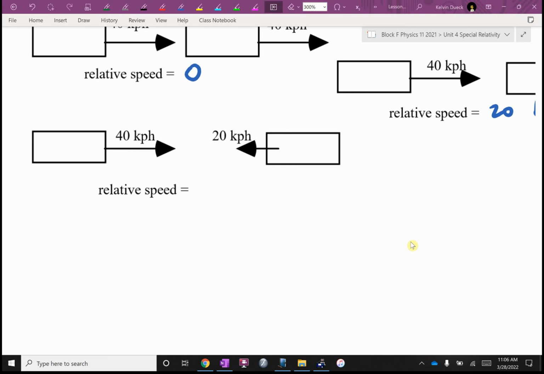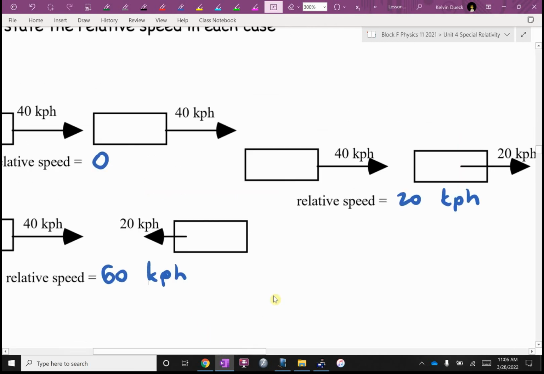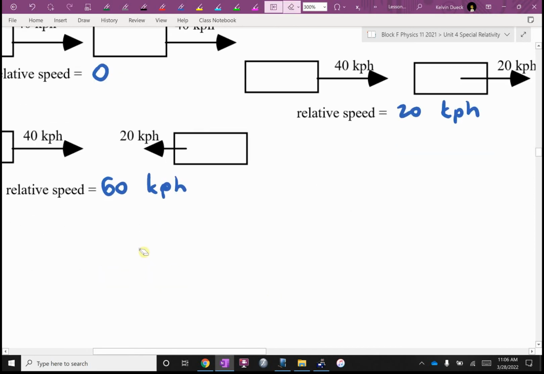60. By the way, what's worse, a head-on collision or a rear-end collision? What's going to do more damage in a car crash, head-on or rear-end? Why? Because it's relative speed, stupid. Yeah, they combine. You add them. Here, subtract them. In fact, we'll see if we can come up with a basic rule.